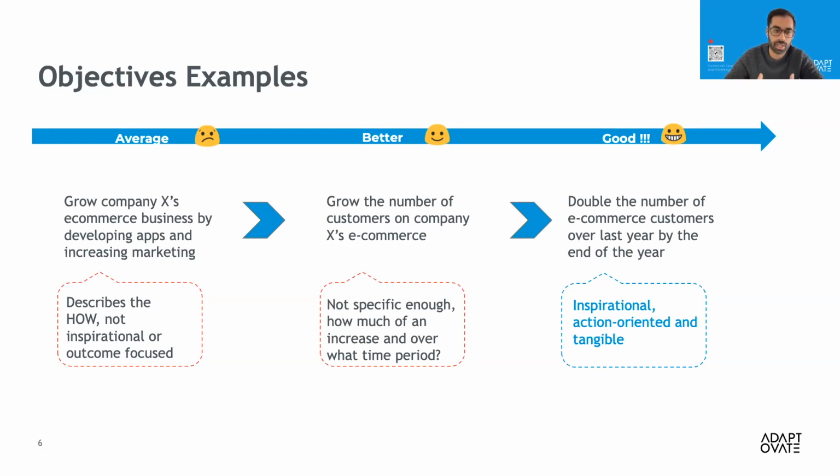Because ultimately you want to give that to the folks that are closest to the work, and you want to help inspire them to be the most successful that way. So if we jump into the next level down, yeah, it's pretty good. It's getting better. It's growing the number of customers of the company. It's a little more outcome focused, but we don't know the time period, nor do we know what grow actually entails. So a good objective would be doubling the number of e-commerce customers over the last year by the end of this year.